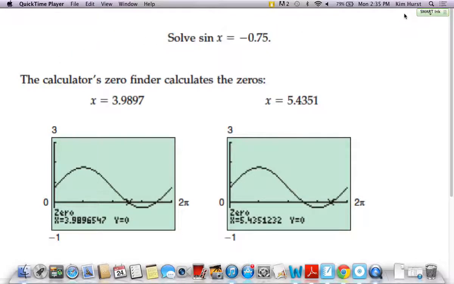Okay, so today we're going to talk about solving trig functions using a graphing calculator and by graphing. It's really important you have a graphing calculator. If you don't, you're not going to be able to do this. So we're going to solve these equations simply by using a graphing calculator.